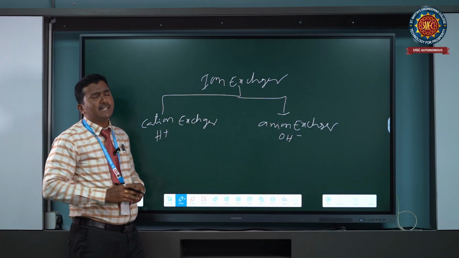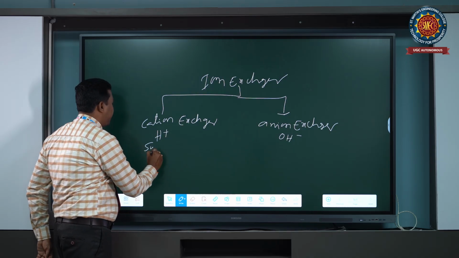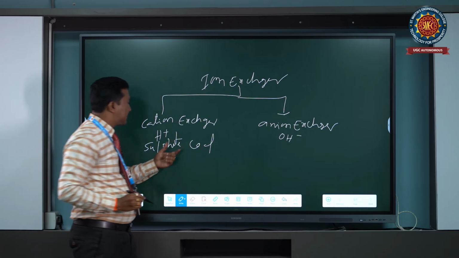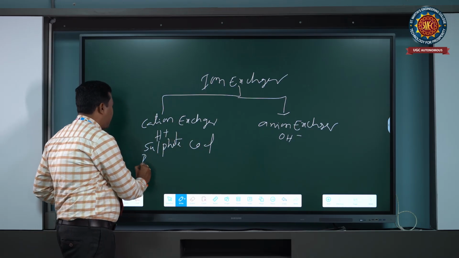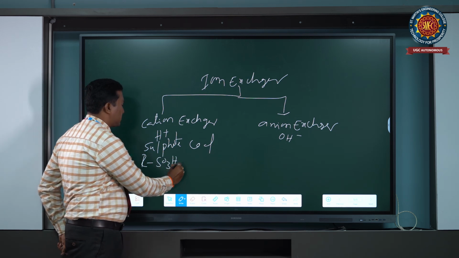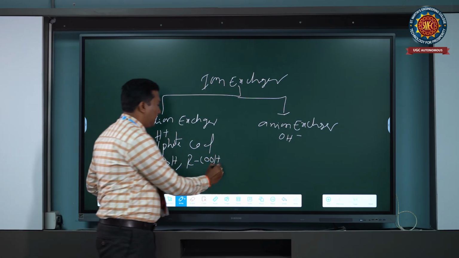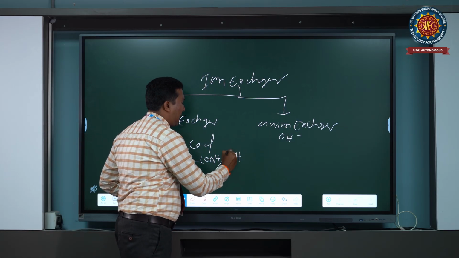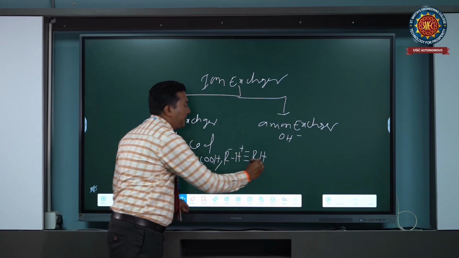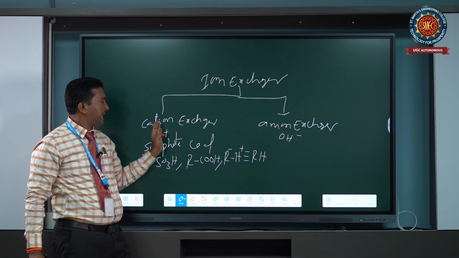What is the example for the cation exchange reagent? One is sulfonated coal. The chemical formula is RSO3-H+, where R is the acid functional group. It is entirely denoted as RH. This is the representation for a cation exchange reagent.